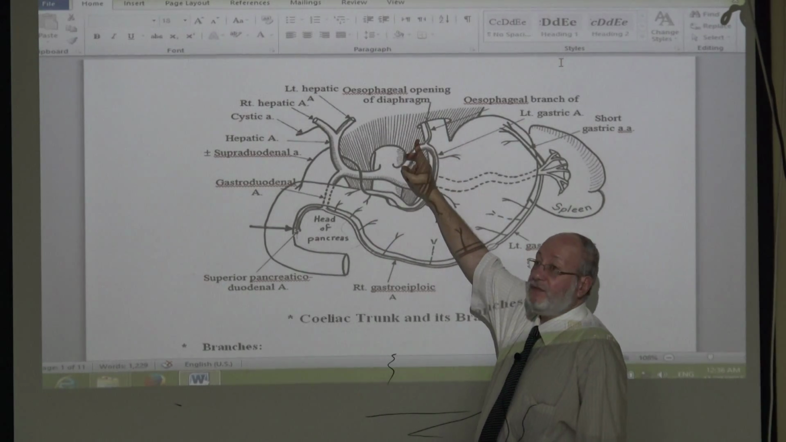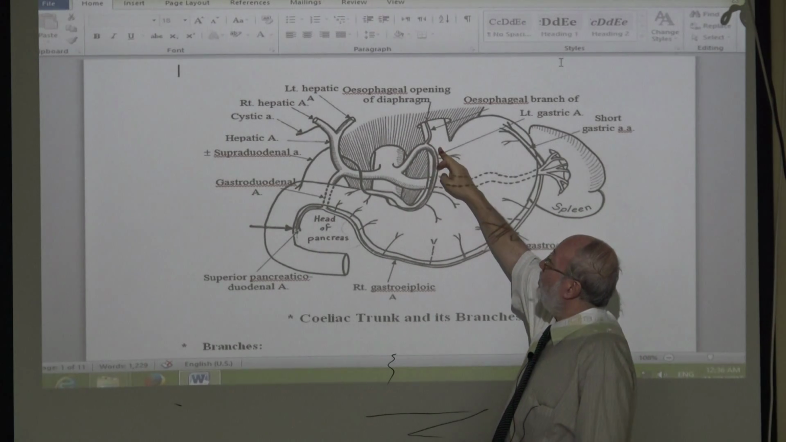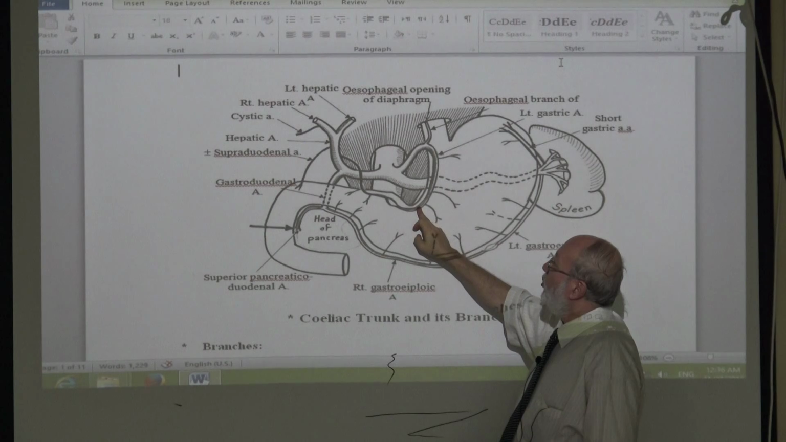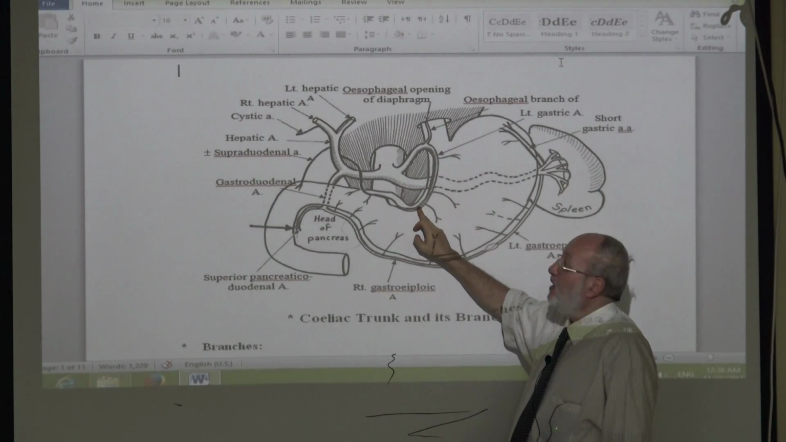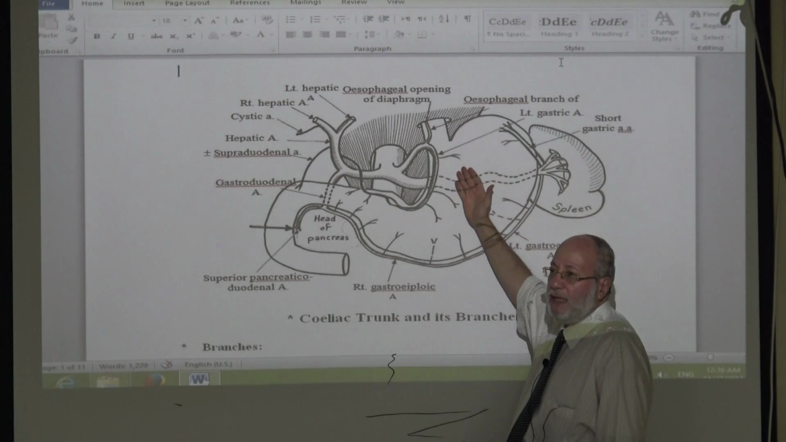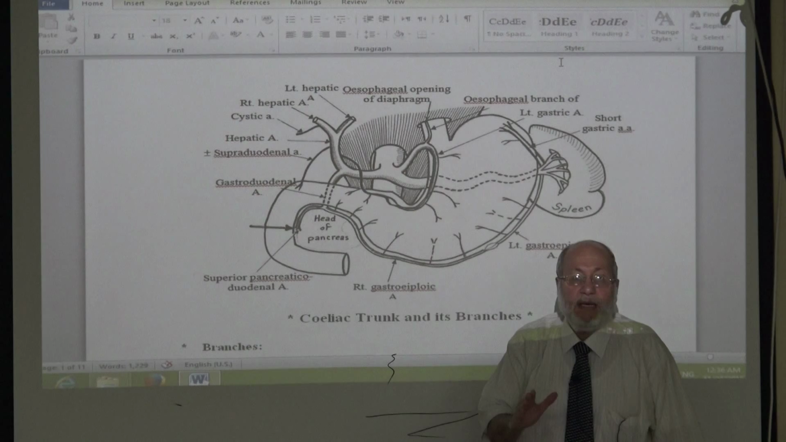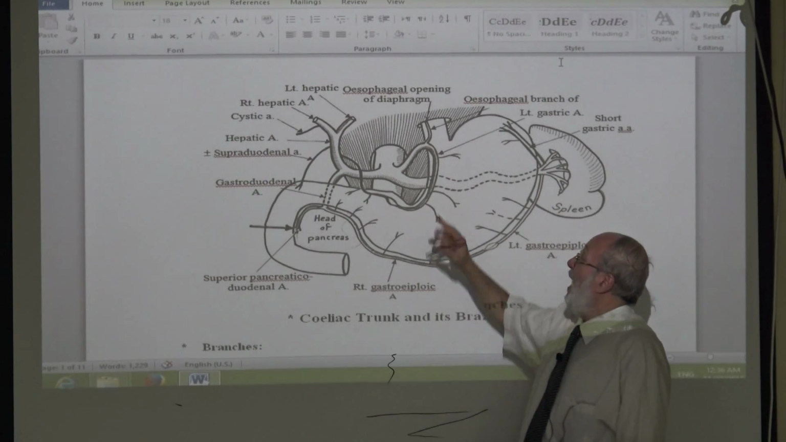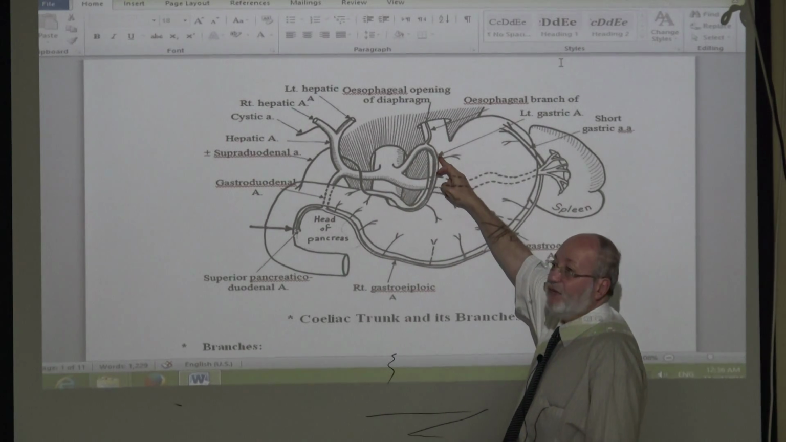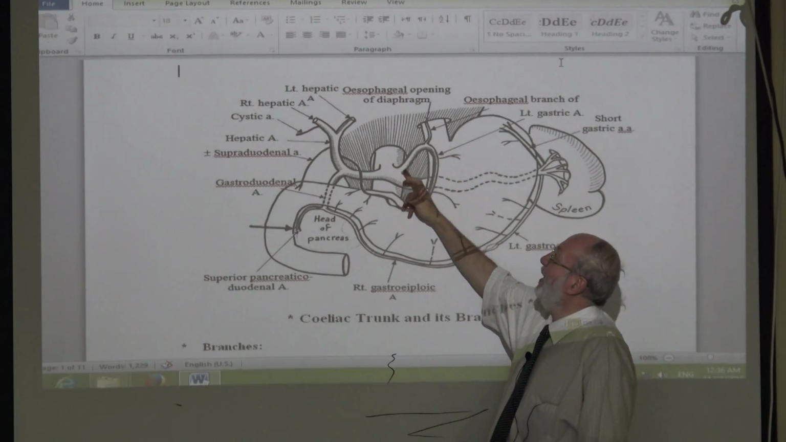One goes to the stomach and runs on the stomach from left to right on the lesser curvature. Since it is a stomach artery, it is gastric. Any artery to the stomach is gastric. And this gastric passes on the lesser curvature from left to right. Therefore, it is called left gastric.